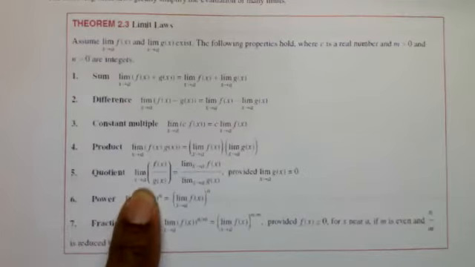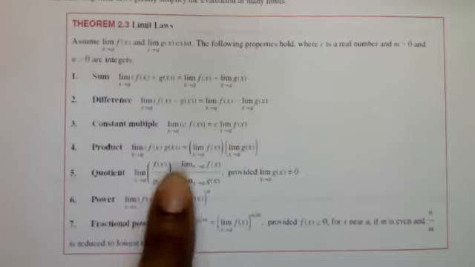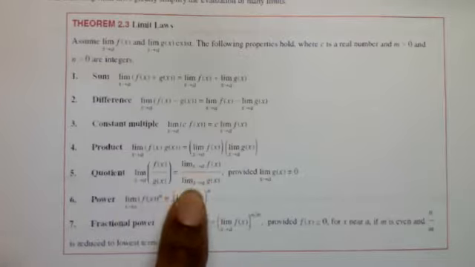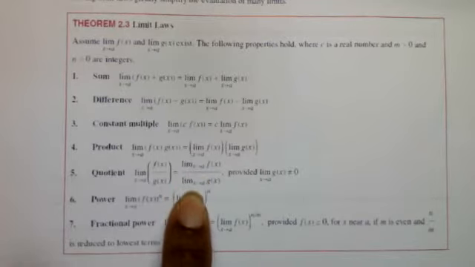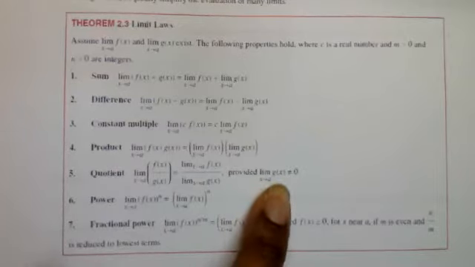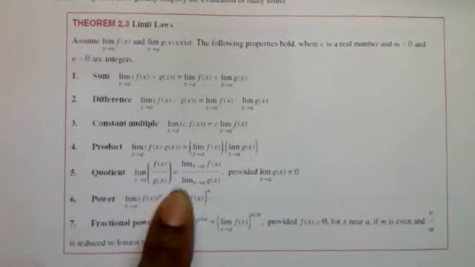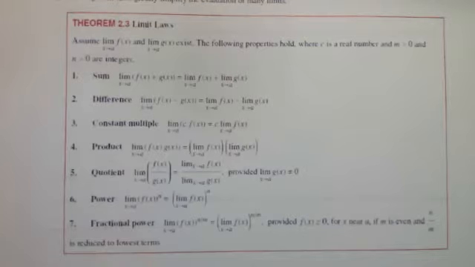And now for the quotient, if I take the limit of f of x divided by g of x as x approaches a, here I can write that as the quotient of their individual limits in the numerator and the denominator. The provision there is that the limit as x approaches a of g of x cannot be equal to 0. So here your denominator cannot be equal to 0 when you apply the limit law for quotients.